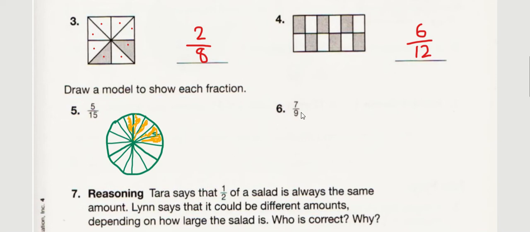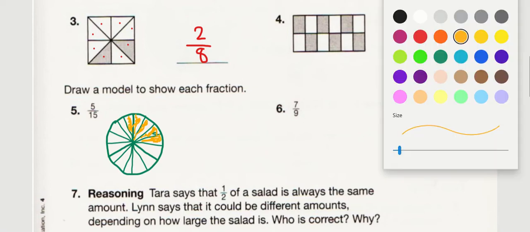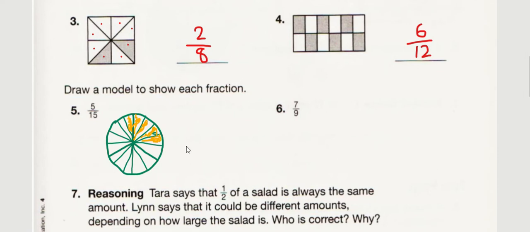Now we want to draw a model for this one. We have 7/9. Okay, so we have to draw a shape that is divided into 9 equal parts. I can draw an array for this one, like a square which is 3 by 3. Here we have 1 row, 2 rows and 3 rows, and I will draw 1 column, 2, and this is the 3rd column. Now how many parts do I need to shade?